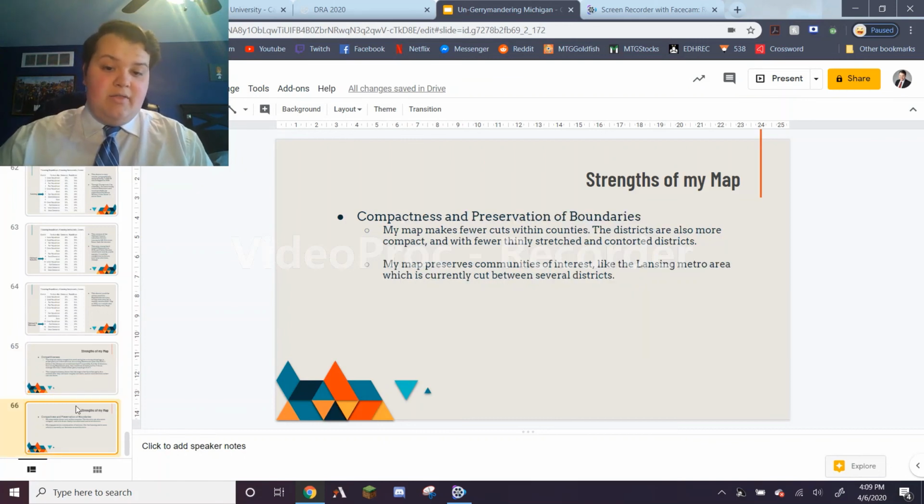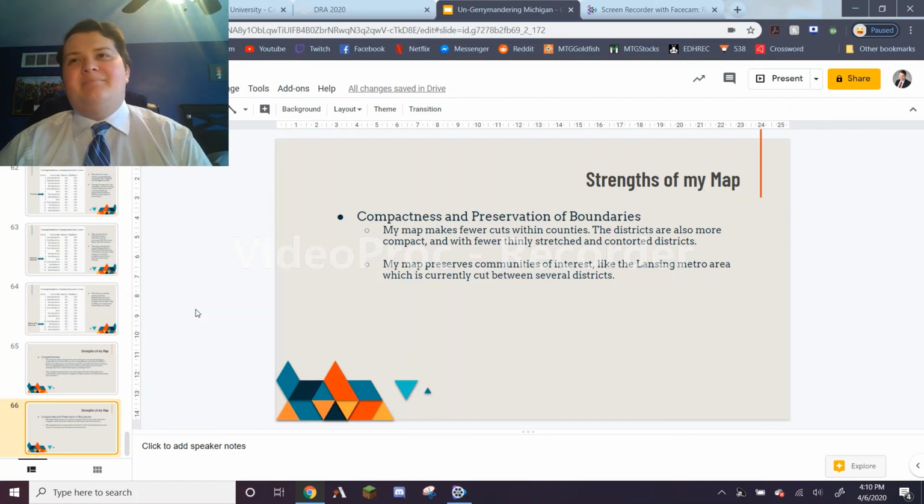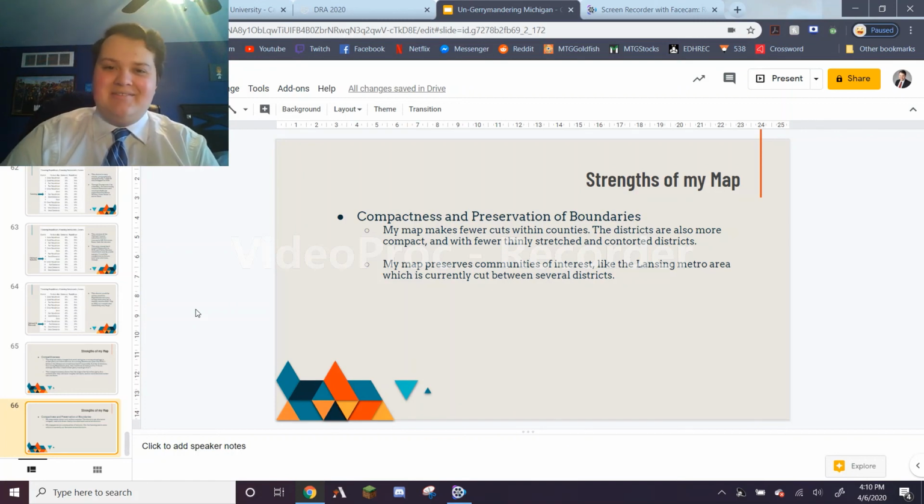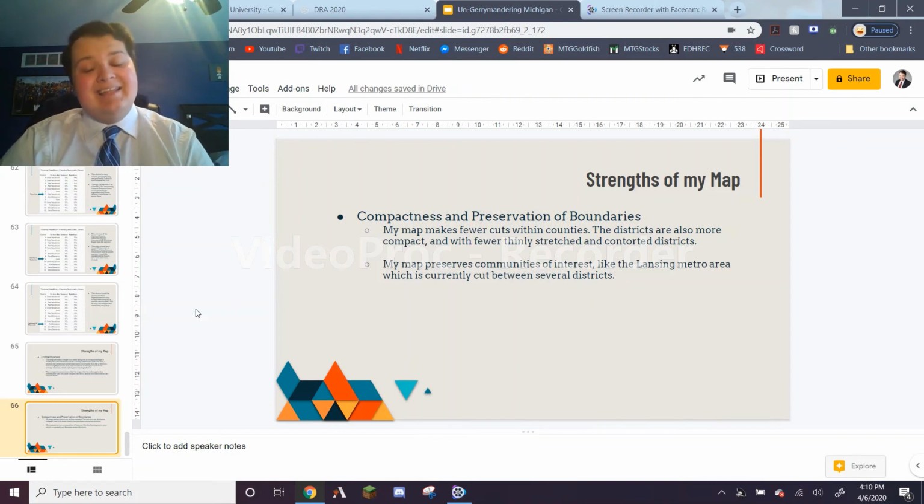And then another strength, I believe, for my map is how compact it is and how it's able to preserve boundaries. We're able to make fewer cuts within counties than the current map does, which were obviously done intentionally. And the districts are also more compact with fewer thinly stretched and contorted districts. You saw the way that some of them are drawn in just really bizarre ways that connect parts of the state and different areas that just don't have anything to do with one another. I think this is more cohesive, especially in preserving more communities of interest, like the Lansing metro area, which shouldn't be split between 4 districts. It should really be in its own area, and given its own opportunity to be competitive as a region, as the Lansing area really is competitive, generally.